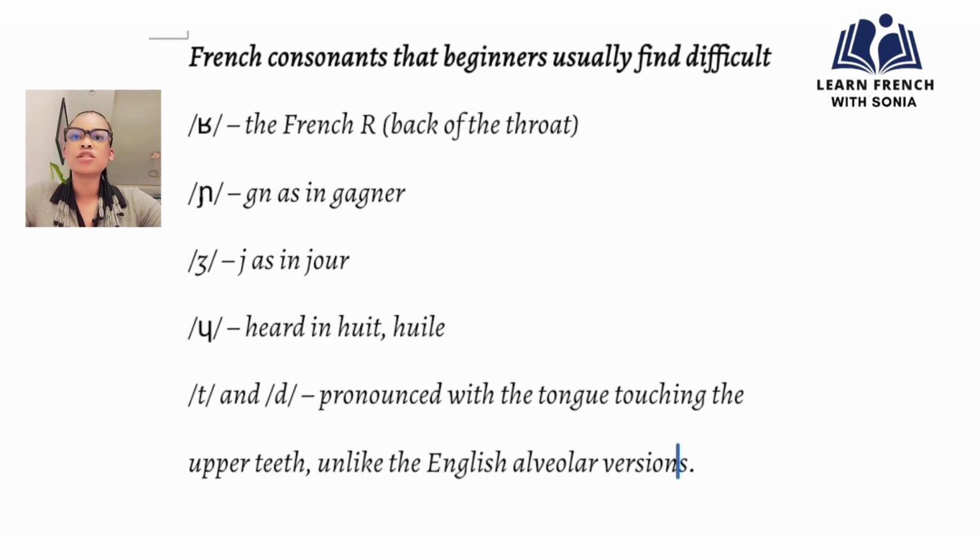Now I'm going to teach you, or rather show you, the French consonants that learners usually find difficult. And one of them, the boss of them all, is the h, which is done at the back of the throat. Please practice it. I don't know how best to explain it, but this sound is produced at the back of the throat. Then gagner.